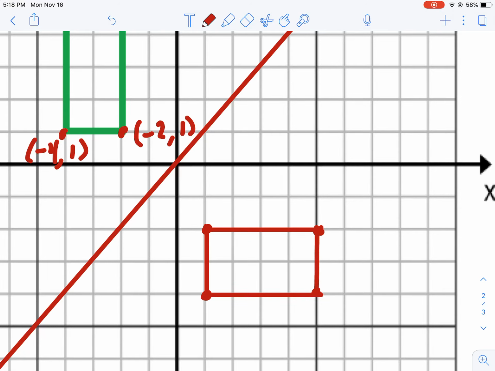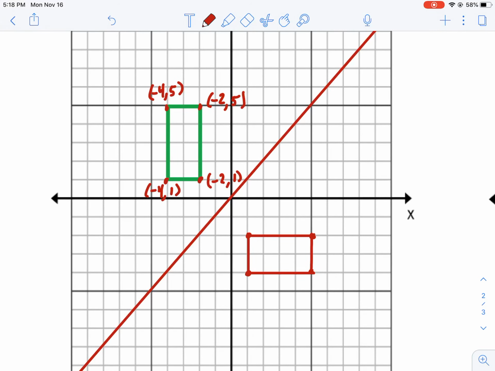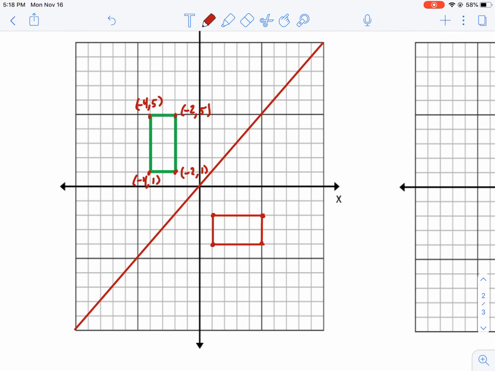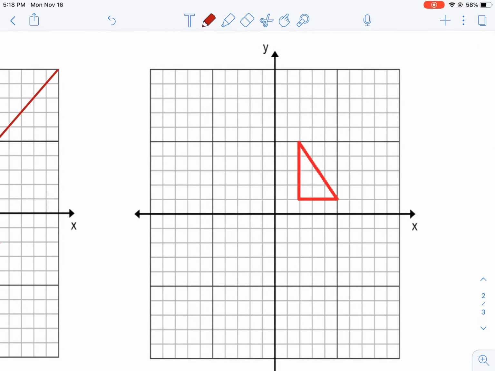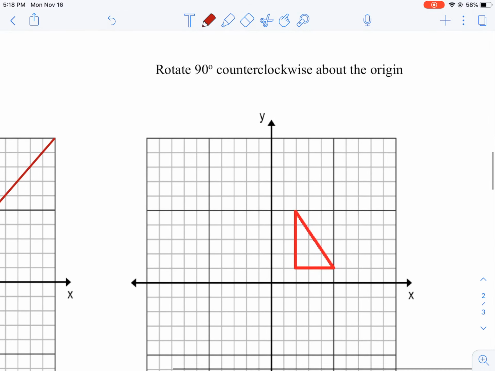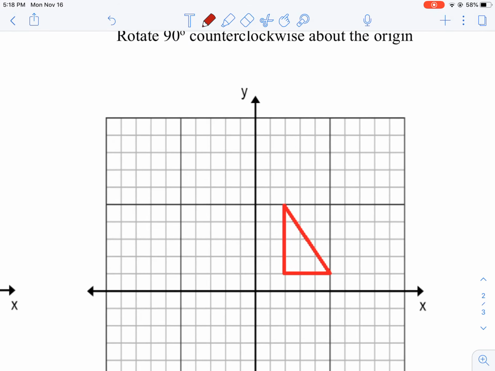And so this is how this one would look. Next problem. Rotate 90 degrees counterclockwise. So counterclockwise means we're going this way. All right, we're going into this quadrant. And remember, 90 degrees means x and y are going to flip.